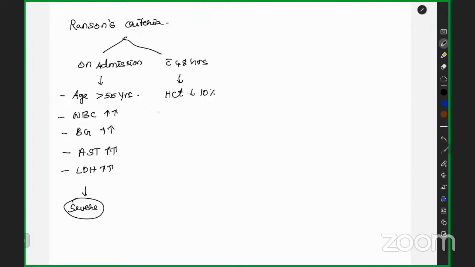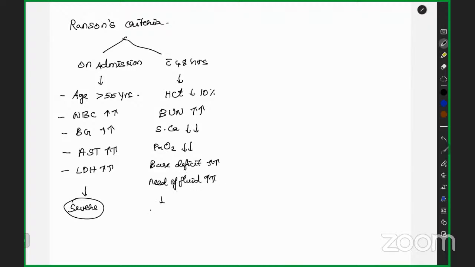Or when the blood urea nitrogen level is raised, more than 5 mg per deciliter, or when the serum calcium level decreases, that is less than 8 mg per deciliter, or when the PaO2, the oxygen saturation, also decreases. It has come down to 60 millimeters of mercury. And when the base deficit increases, more than 4 milliequivalents per liter, and the need for fluids is going to rise, then you consider this patient as severe.